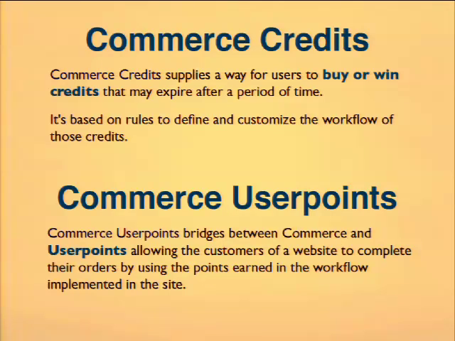More things to sell or to manage non-physical products are Commerce Credits and Commerce User Points. They are two ways of reaching the same point. Commerce Credits provides a way to buy or win credits for your users, and it has an expiration feature, so they can expire. You can use this to retain customers, like giving them credits for each purchase, so they can get stuff for free or something like that.